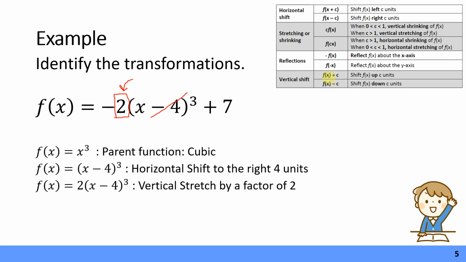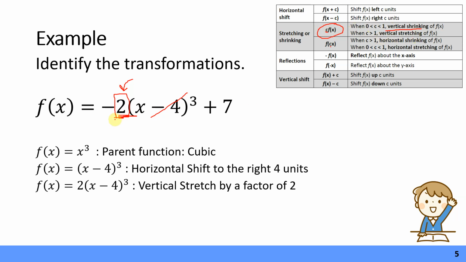Remember, come over here and this should tell you. The number is not inside the parentheses because we already dealt with that one. This is the one we're looking at. We have a number on the outside of the parentheses. So that means I'm going to follow this one. This one says that I'm going to have either a vertical shrink or a vertical stretch, one of those two.